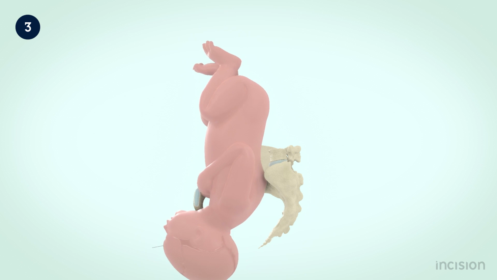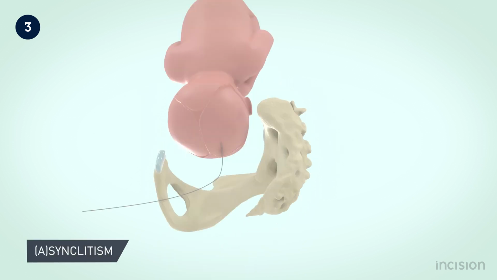Synclitism and asynclitism describe the position of the sagittal sutures relative to the pelvic axis.